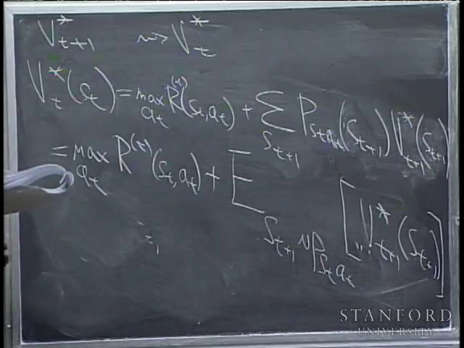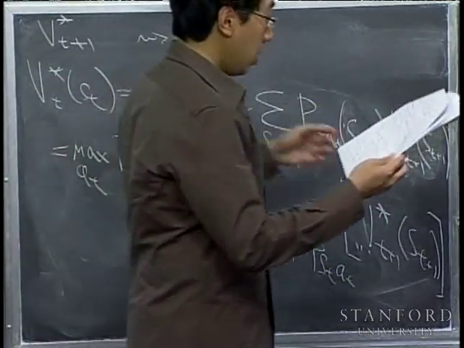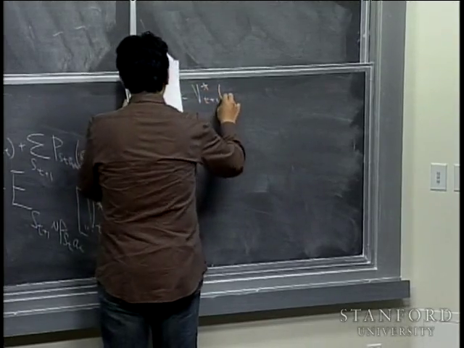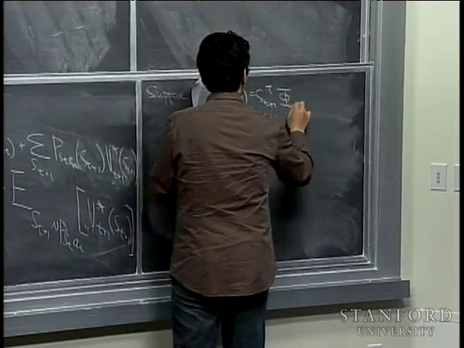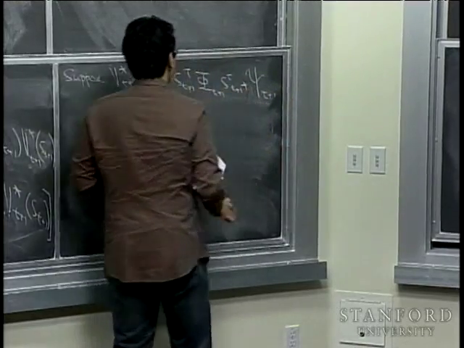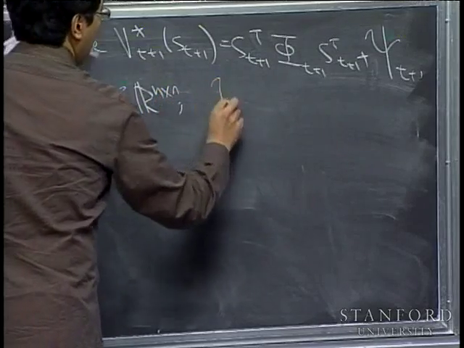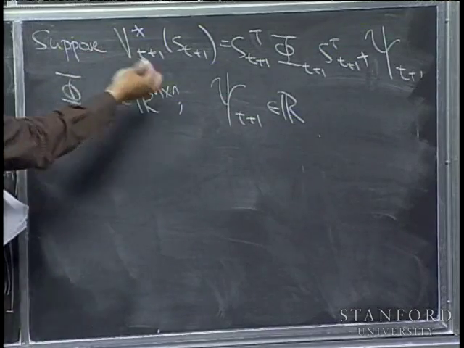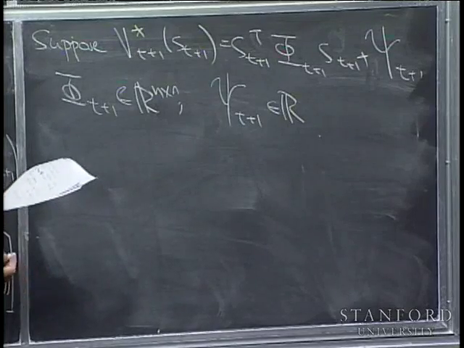So it turns out that LQR has the following useful property. Each of these value functions can be represented as a quadratic function. Concretely, let's suppose that V star t plus 1 can be expressed as a quadratic function, written like so, where the matrix phi t plus 1 is an n by n matrix, and psi t plus 1 is just a real number. So in other words, suppose V star t plus 1 is a quadratic function of the state S_{t+1}.